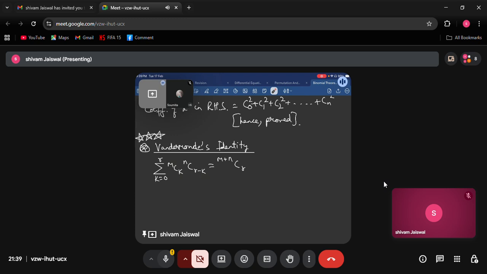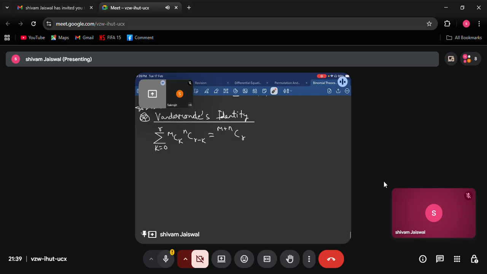Understood, everyone? Tell me. Summation of k equal to 0, remember also k should start from 0 and end at r. So from k equal to 0 to r, if it is given mCk into nCr minus k, this will be equal to m plus n Cr. Okay, let us see the proof.